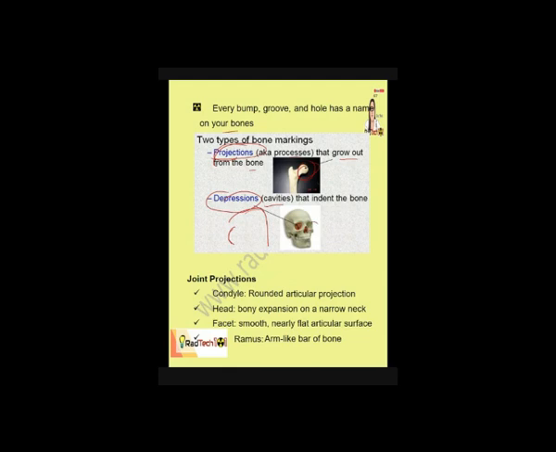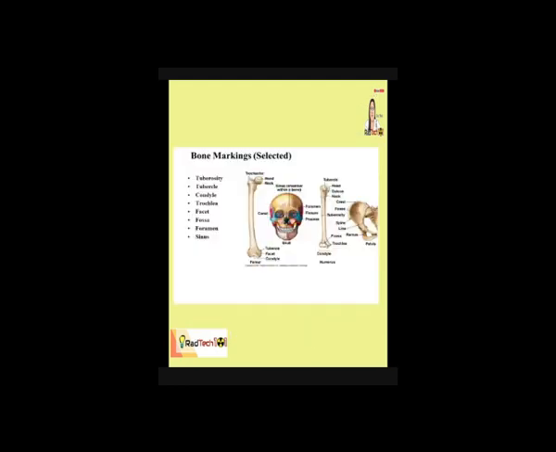Joint projections include condyle, a rounded articular projection. May picture ako dyan later. The head, so this is part of the joints. Head, the bony expansion on a narrow neck. Ito siya. The facet is a smooth, nearly flat articular surface like the ramus or the arm-like bar of a bone.